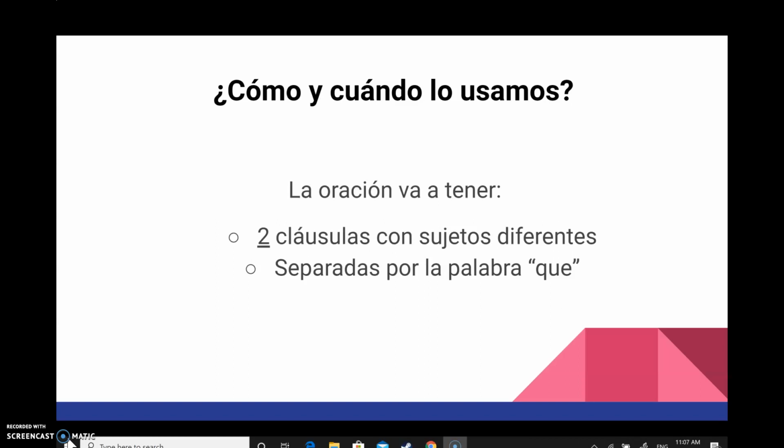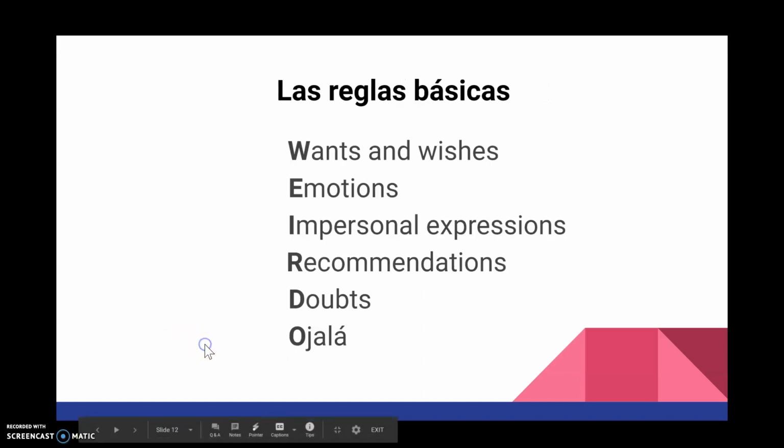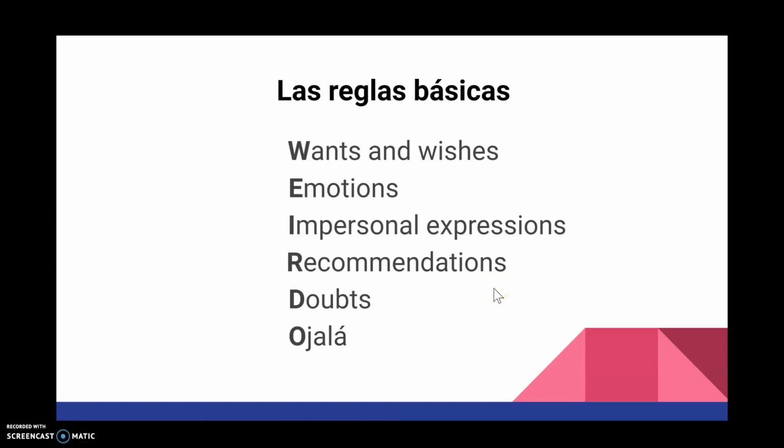Okay, so next thing you need to be aware of is how you remember these rules. And at Framingham High, we often use the mnemonic device WEIRDO to help us remember. So mainly, if the first clause or the part of the sentence before the word que has to do with wants and wishes, emotions, impersonal expressions, recommendations, doubts, or you see the expression ojalá, which comes from the Arabic "o Allah," which I translate as "I really hope." You get the idea, okay?